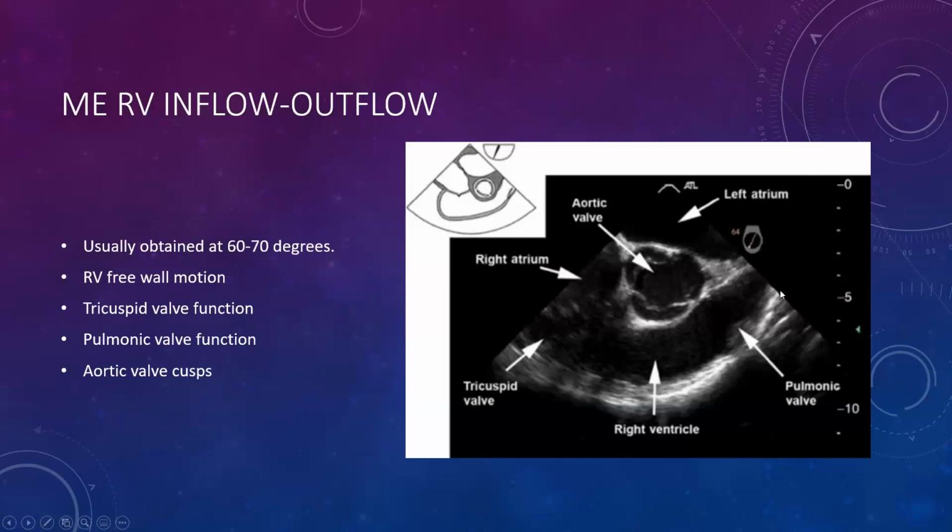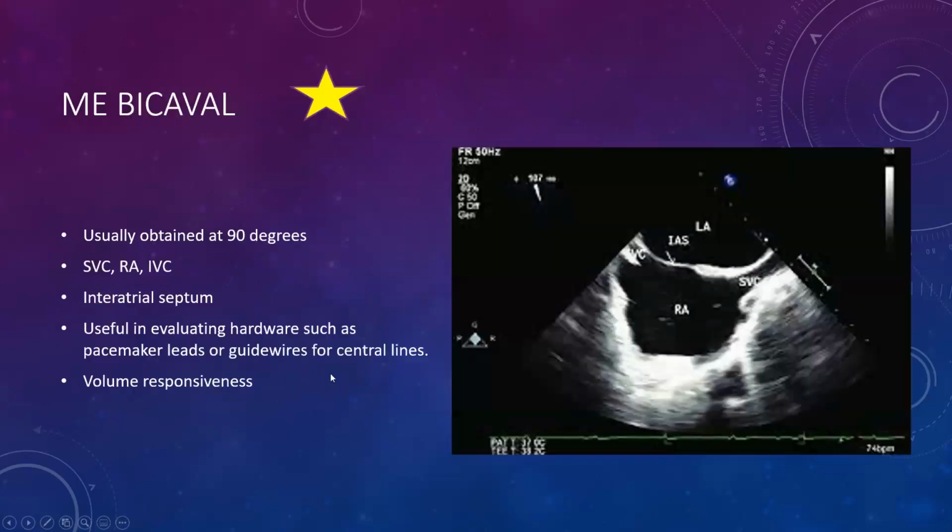But the big thing is you can see this RV free wall. You see the pulmonic valve, and you can see the tricuspid as well. So I would consider this to be a fairly high yield view because I like to say the Lord's favorite ventricle is the right ventricle, and if you have a problem with it, you need to know about it.